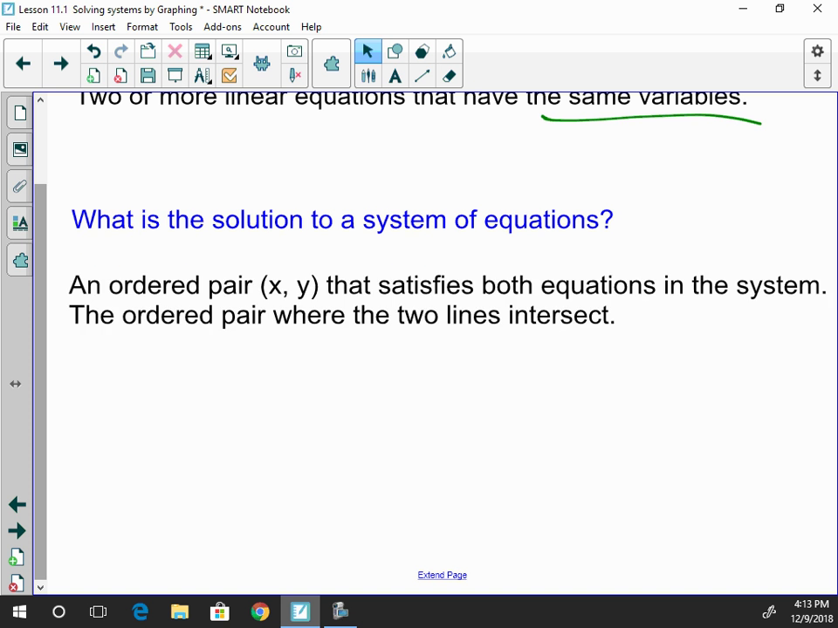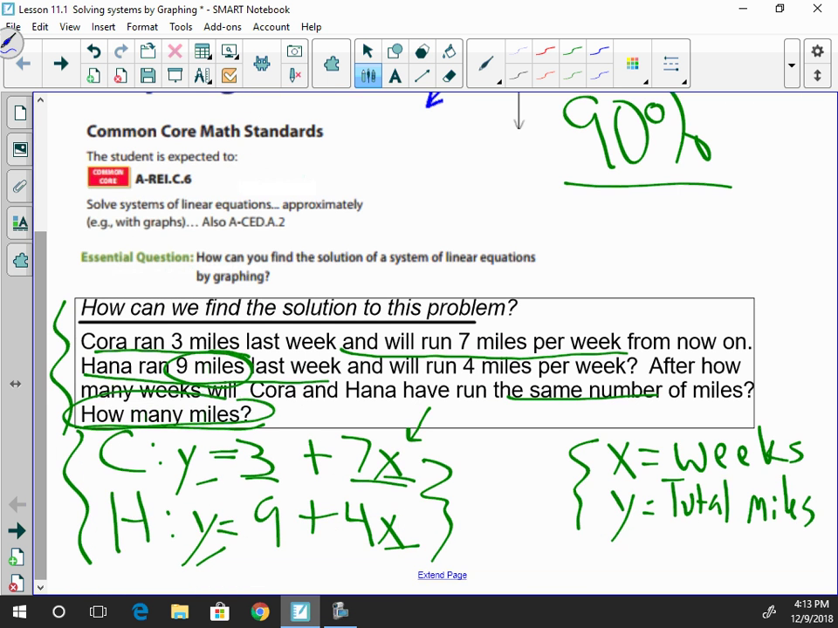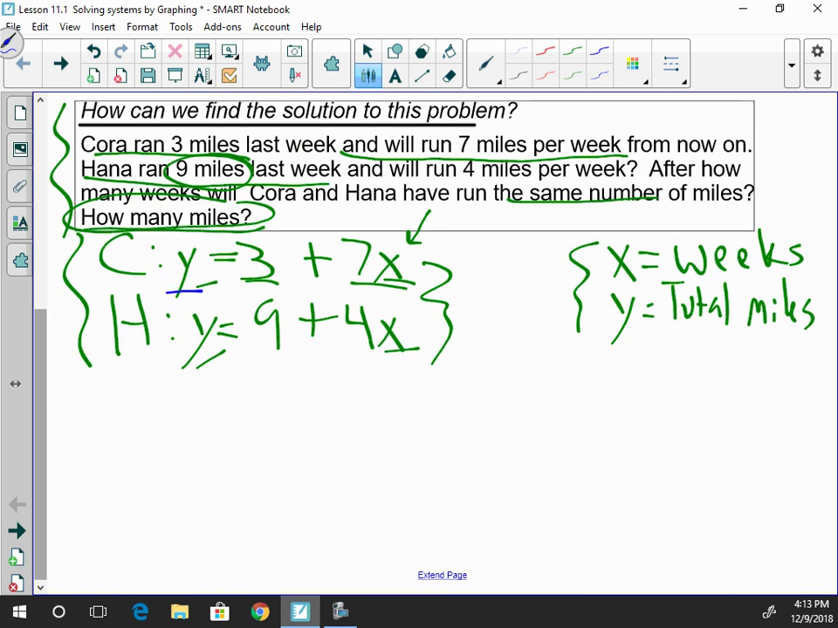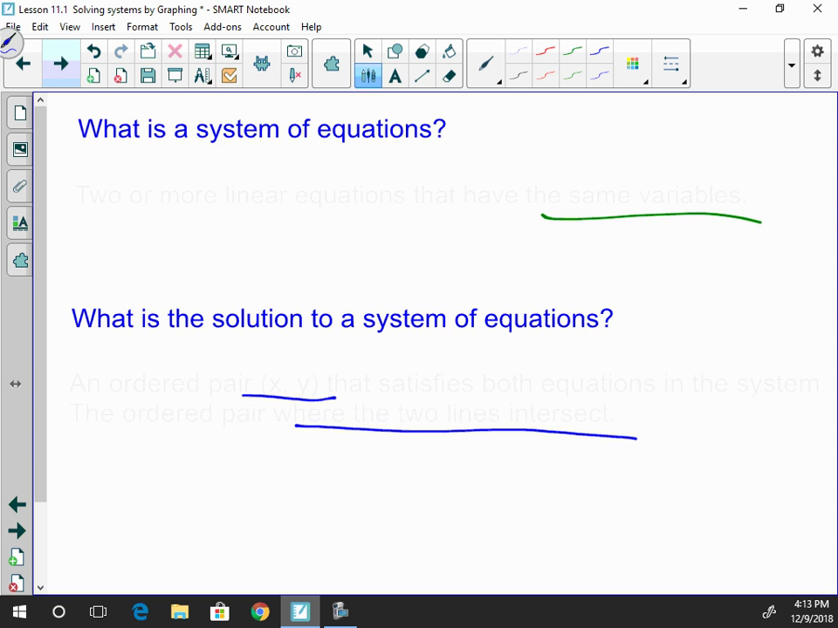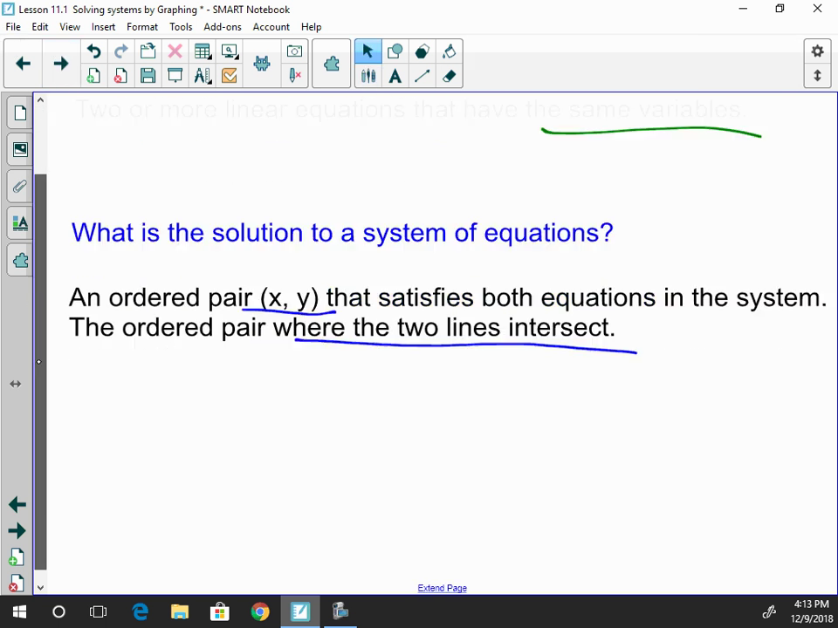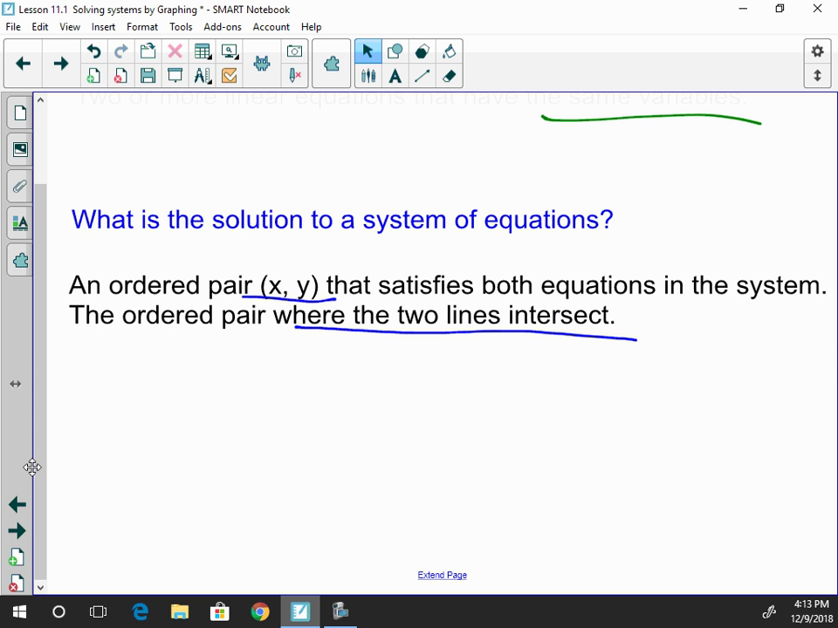So a solution is an ordered pair. Remember, an ordered pair is an xy coordinate that we can graph, and that satisfies both equations in the system. The ordered pair, really this is what we're looking at today, where the 2 lines intersect. So when we were writing these 2 equations before, we wrote these in y equals mx plus b form, right? And so you should have thought right away, well, we could probably graph these. Okay, well, right now we're looking at the solution being where the 2 lines intersect, right? So that's how we are going to tackle this today.